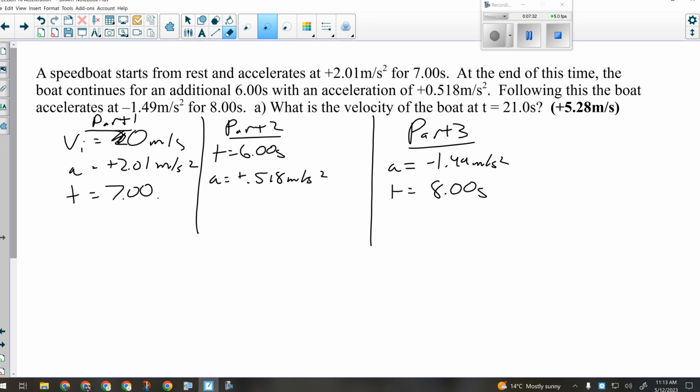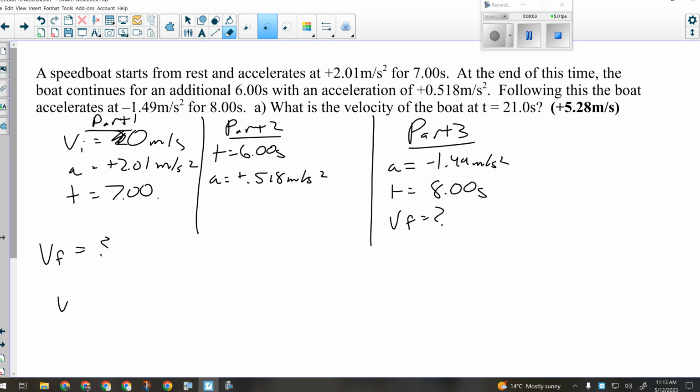So 7 and 13, and then at the end of this, basically, we're looking for VF here. I don't have VI for part 3. I don't have VI for part 2, but can I find them? As long as I do part 1. The final velocity for part 1 will be the initial velocity for part 2, and similarly, part 2 for part 3. So we need to find VF for part 1, and that's going to be manipulating the equation.